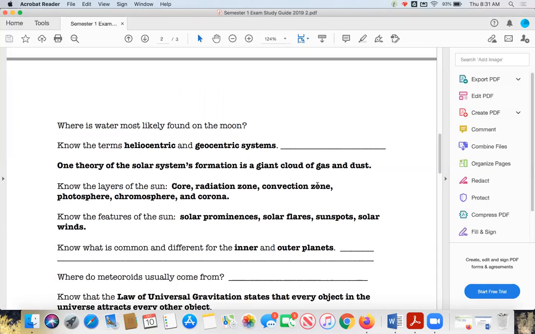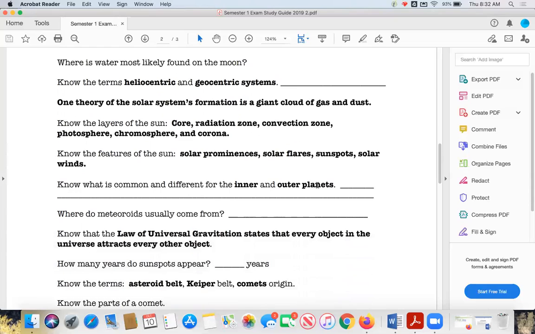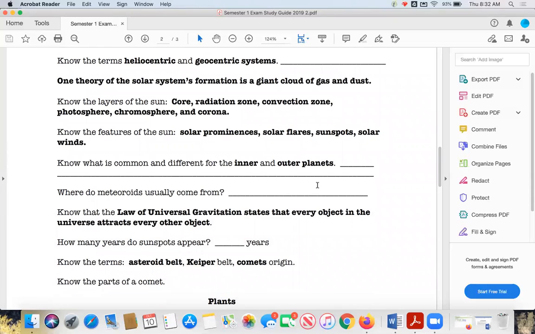Know the terms heliocentric and geocentric systems; helio means sun, geo means Earth. One theory of the solar system's formation is a giant cloud of gas and dust. Know the layers of the sun: core, radiation zone, convection zone, photosphere, chromosphere, and corona. Those are just given to you, okay? If you want to draw a picture to the side and label them, you can do that. Know the features of the sun: solar prominences, solar flares, sunspots, solar winds. Know what is common and different for the inner and outer planets.